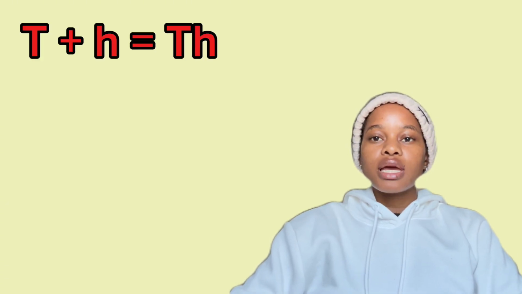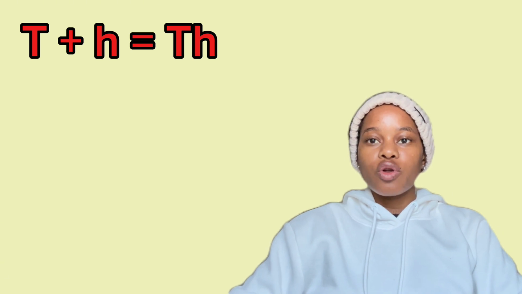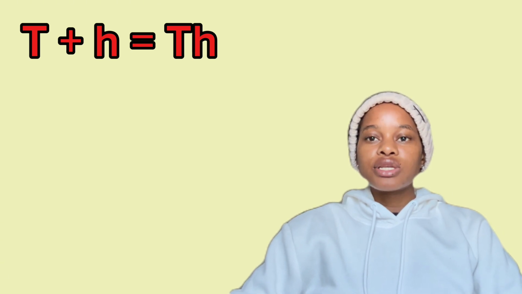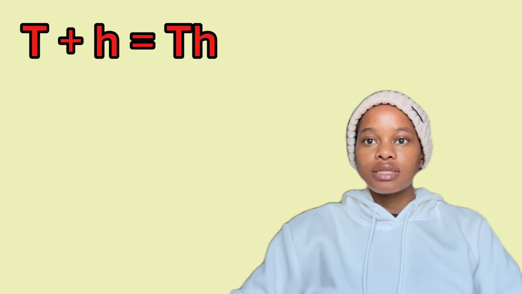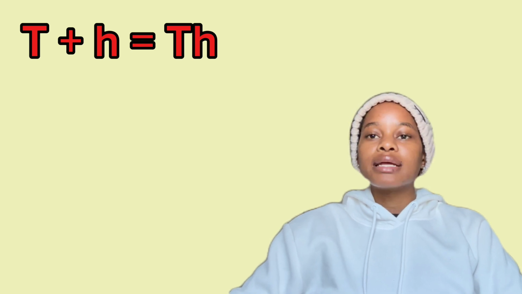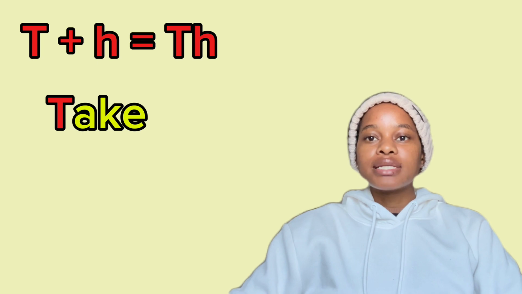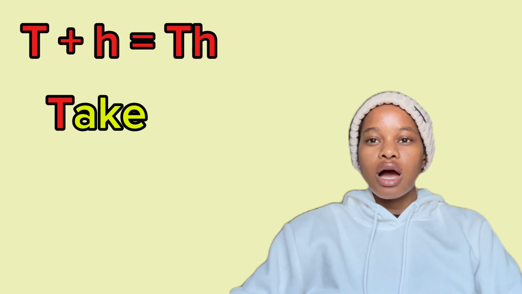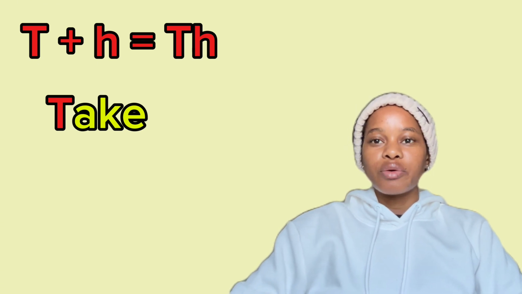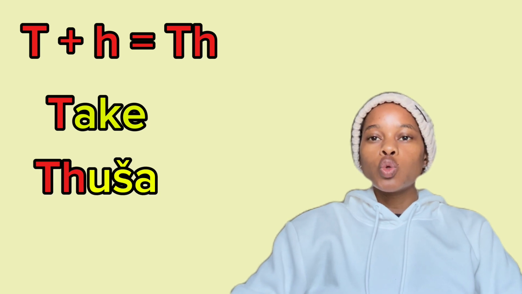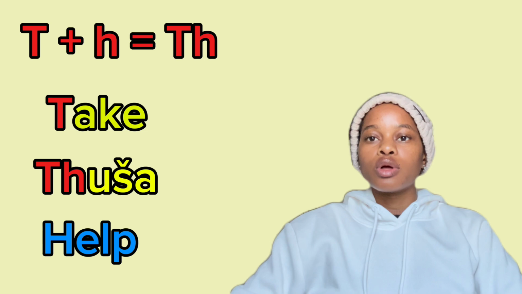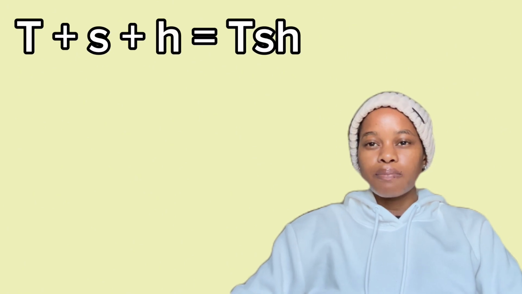We have T and H. T and H is pronounced as T. These letters are pronounced exactly like the T in the word take. So say the word take. The first sound in take is exactly how we pronounce T in the Sepedi language. For example, we have the word tusha, which means help.